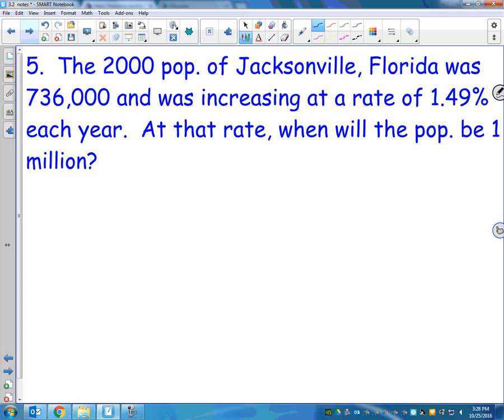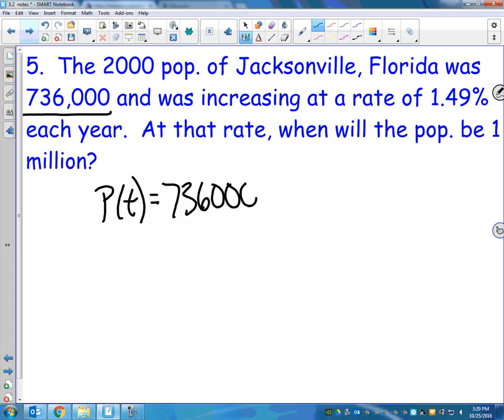solve this. So again, it's up to you if you want to use the whole big number or like the one that we did yesterday where you can say in millions. You could do that, but I'll just do the big numbers and then we can talk in class about what you think. So if we're going to write this population model, our initial population is 736,000, and it's increasing at a rate of 1.49%, so that would be 0.0149 to the t power.